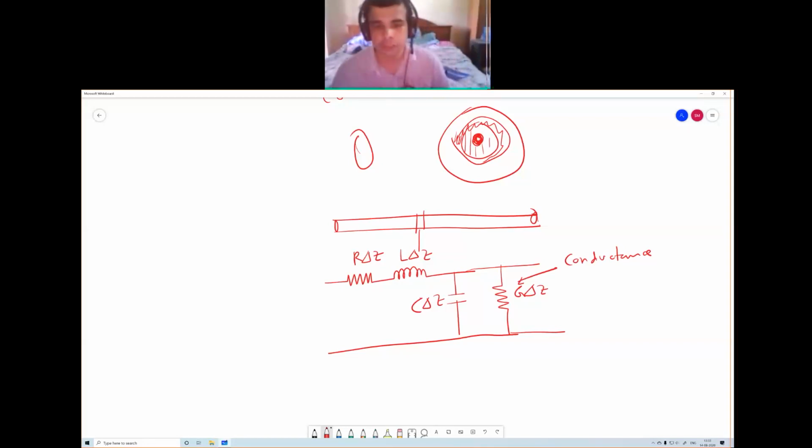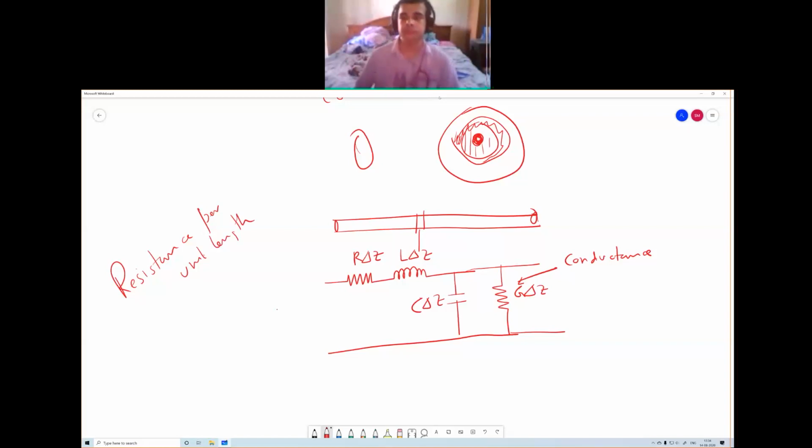Okay. Now tell me, what is the unit of R? R is the resistance per unit length. What is the unit? Anyone? What is the unit of R? Ohm per meter.